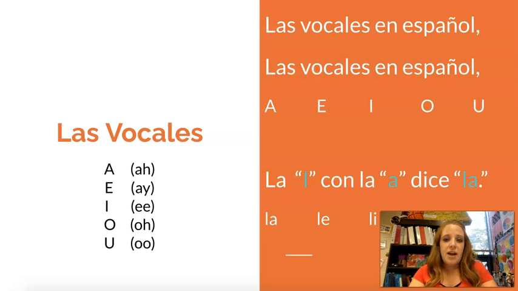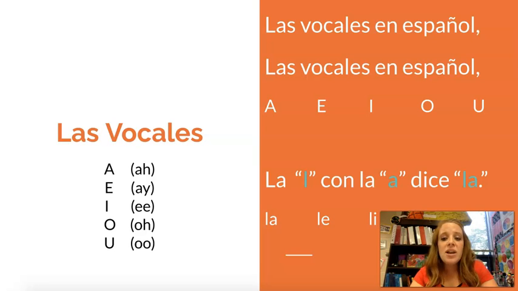As I mentioned, the five vowels are A, E, I, O, U. I have a little song that I like to use with the vowels to help with pronunciation and to help you start forming these syllables. So the song sounds like this. Las vocales en español, las vocales en español. A, E, I, O, U. Then we can start taking consonants and putting them together with the vowels to form syllables. And here's what that sounds like.